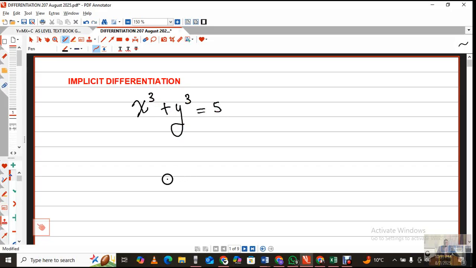So if you have something like this, you know that y is not written on its own. It's not y equals some function of x, but you have x cubed plus y cubed is equal to 5. So the y is not alone as it is, and because of that, we need a different approach. Of course, you can make y the subject of the formula, but some of these equations where x and y are given can be a bit problematic. So let's look at how you would approach this.